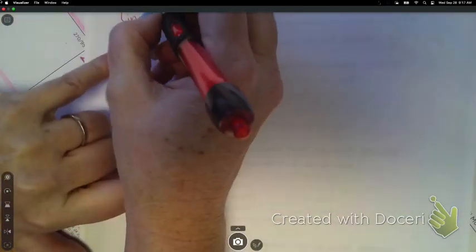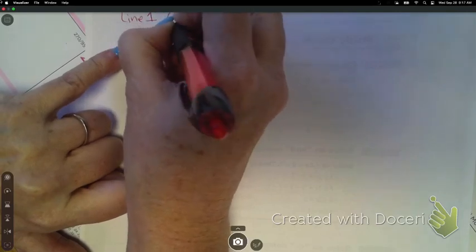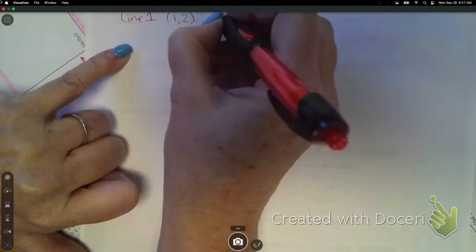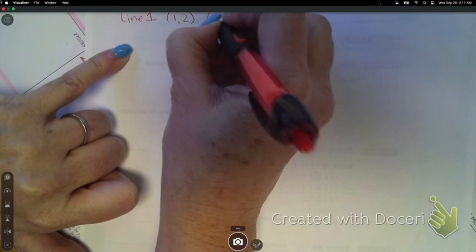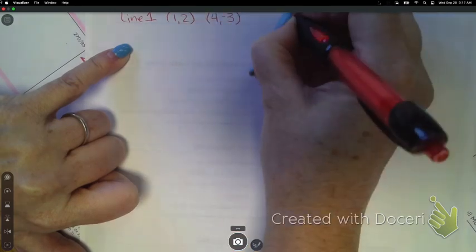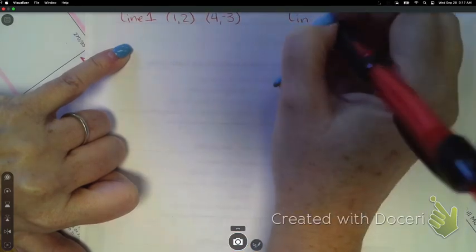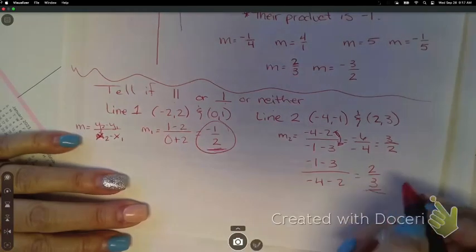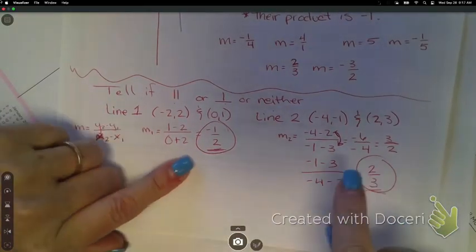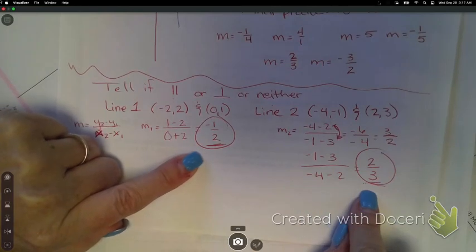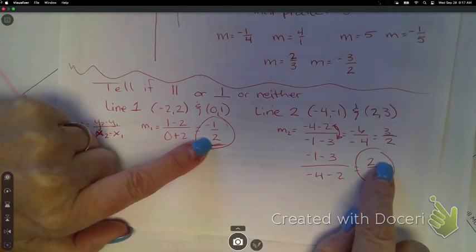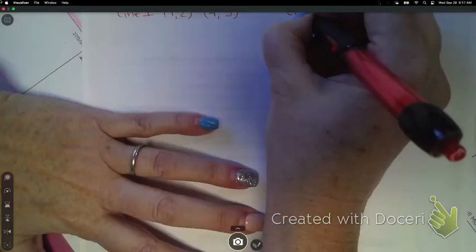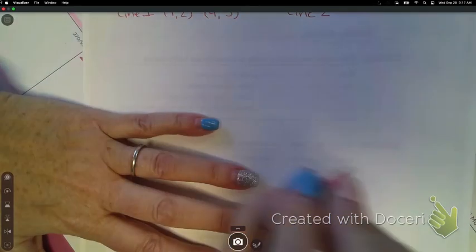Okay, line 1 is 1, 2, 5, 7 and 4, -3. So wait, was that perpendicular? No, it's neither. She forgot to tell us the numbers weren't the same. They're not the same, and they're not negative reciprocals. Because the 2 reciprocated, but a 3 and a 1 aren't the same. Yes, ma'am. Okay, so line 2.